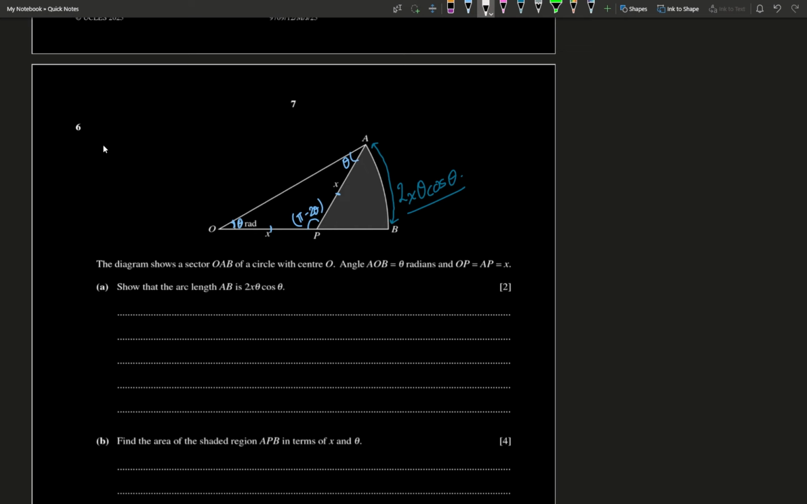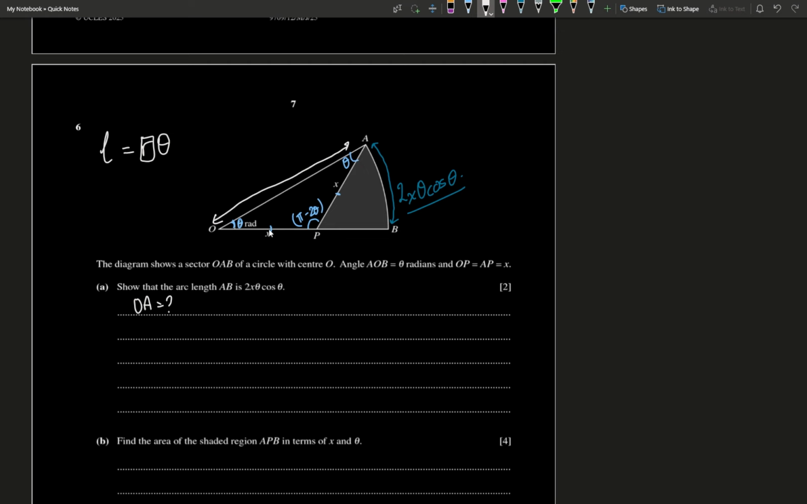Well, you should know that the formula for the arc length is given by L is equal to the radius of the sector times the angle of the sector. We do not know the radius, but we know the angle. Radius is OA, or you can also say OB. But OB is quite difficult to find, I'd say OA is much easier to find. We need to find OA. What is it equal to?